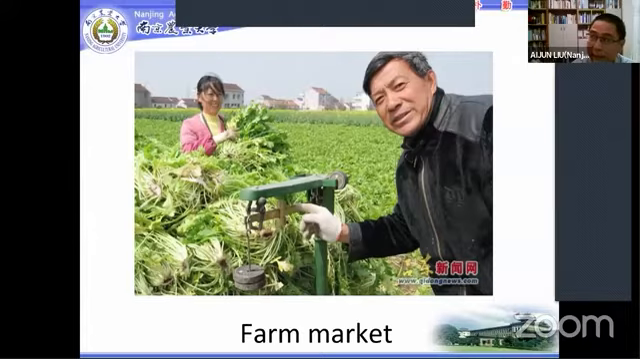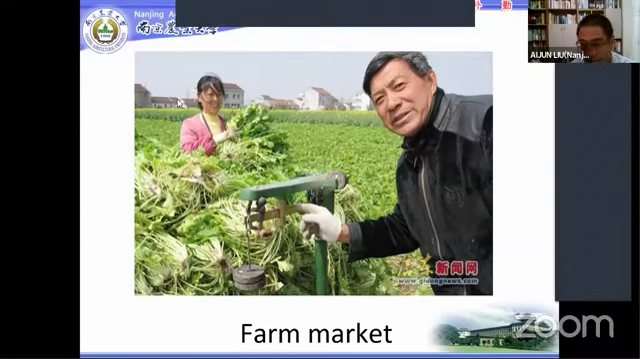Like one of my students, he has 30 hectares of land. So now we have big farmers. Of course, the bigger ones can invest a lot, right? You can use agriculture drones, you can use a lot of technology, right? So a lot of big change.